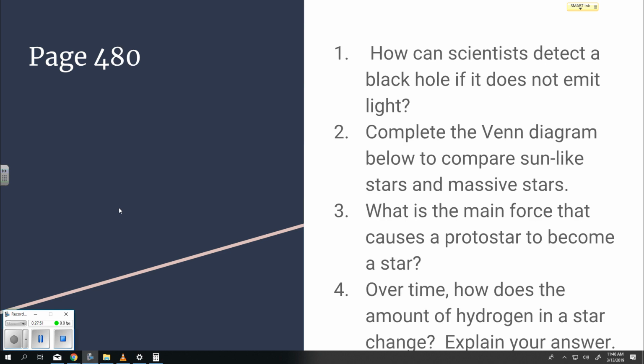Page 480. How can scientists detect a black hole if it does not emit light? Complete the Venn diagram below to compare sun-like stars and massive stars. What is the main force that causes a protostar to become a star? Over time, how does the amount of hydrogen in a star change? Explain your answer. Question number 1. Answer can be found on page 479.